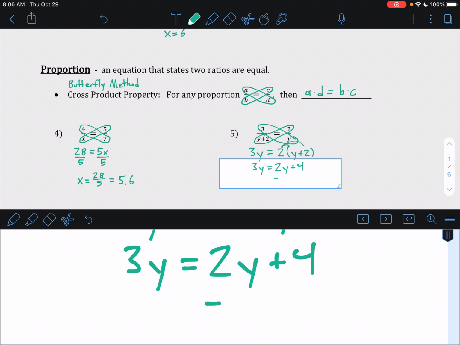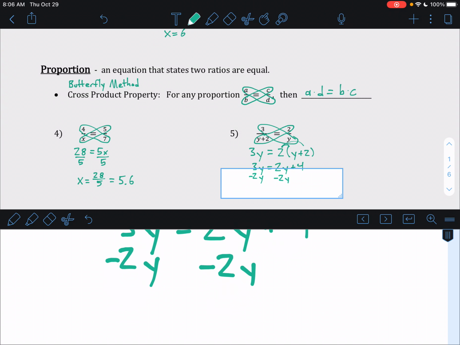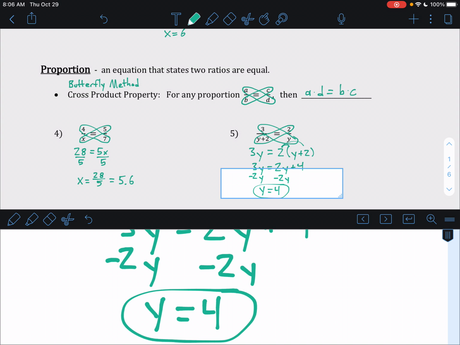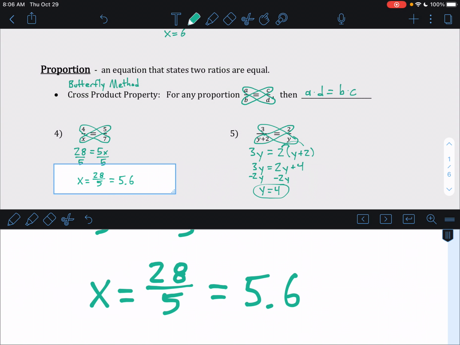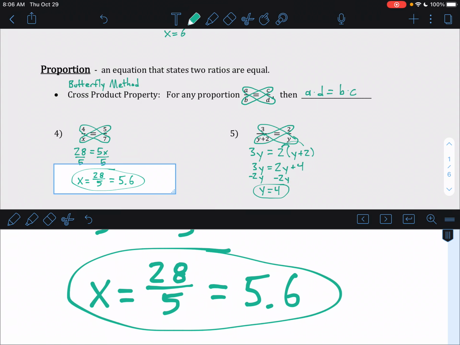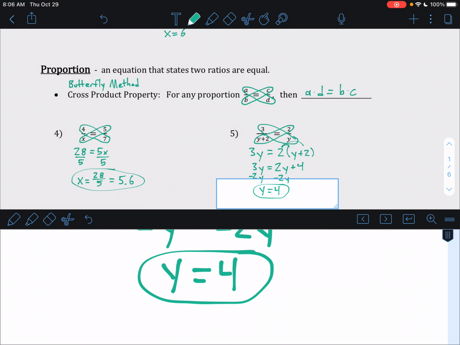And I will subtract 2y from both sides. That's going to give me y equals 4. So there's my answer, just y equals 4. This one, I don't need to write it as a fraction because it's just 4. I should probably circle this one too. All right, proportions. Hopefully we've seen them before, but this is just to review them.